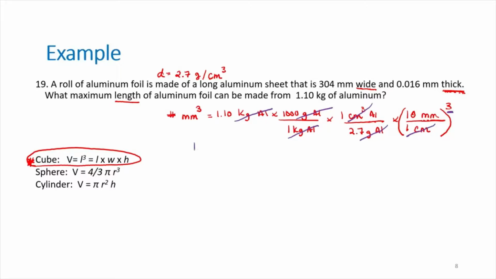This is the same as 1.10 times 1,000 divided by 2.7 times 10 raised to the third. Granted, you can mix up the order of these things, I don't care about that, but make sure that however you put it in your calculator, this is equivalent to 10 to the third. Most calculators use this little caret sign to say raised to.